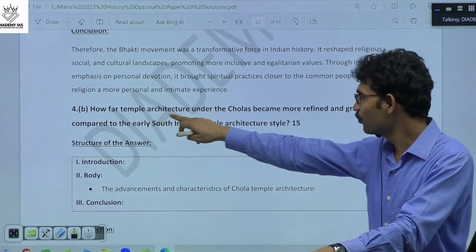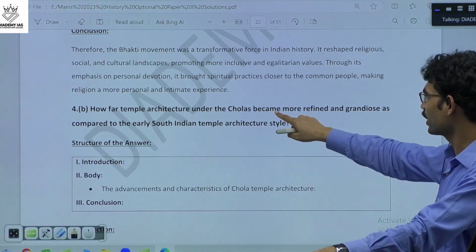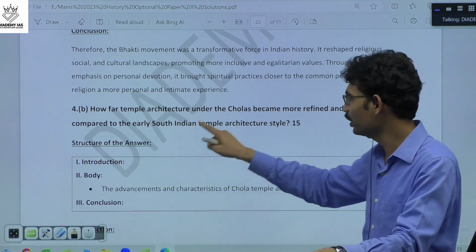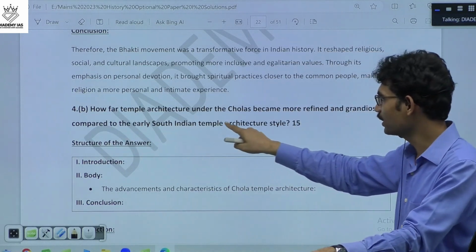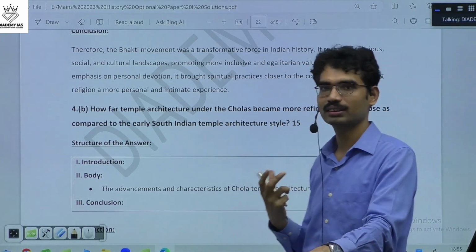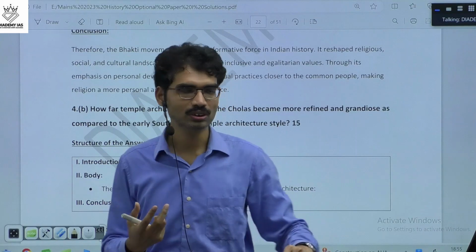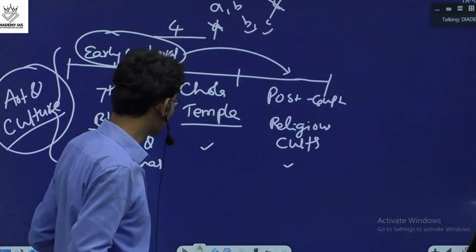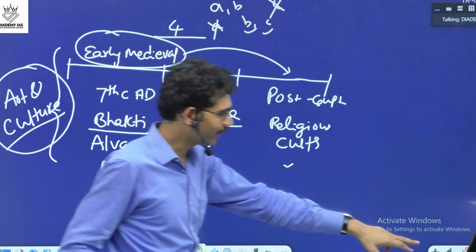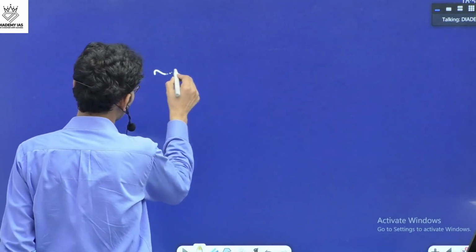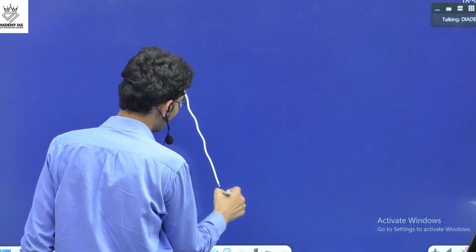Next question. How far did temple architecture under the Cholas become more refined and grandiose as compared to the early South Indian temple architecture styles? When it comes to South Indian architecture styles, during the Pallava time period, it is talking about South Indian architecture styles.